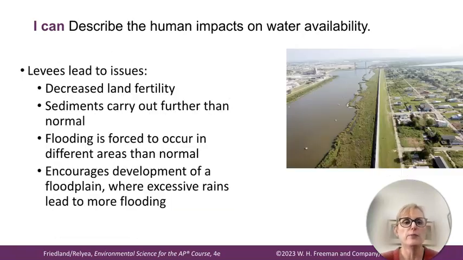Okay, so what's the problem with levees? It decreases land fertility because it doesn't allow those nutrients to recharge the soils. Sediments are carried further out than normal. So normally we would have sediment depositing at certain places in the river that create habitat for species, sandbars, sometimes we call them. Flooding is forced to occur in different areas than it was historically.